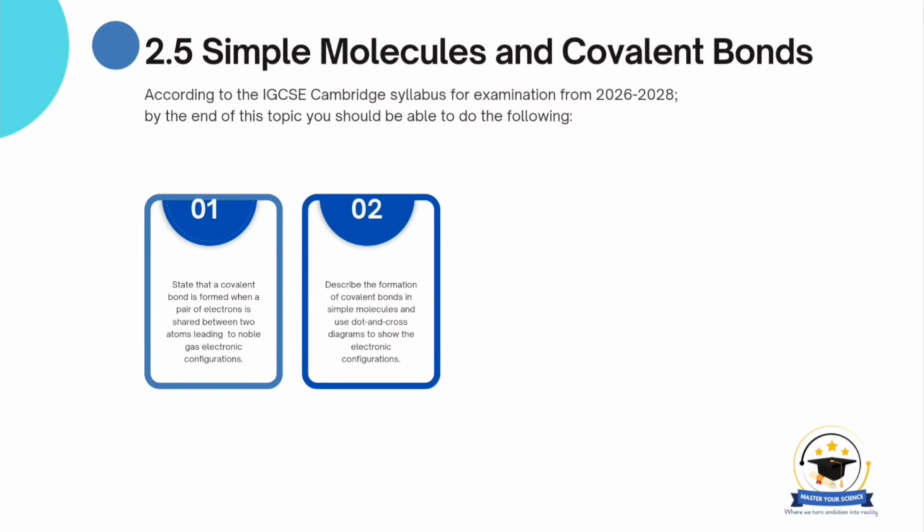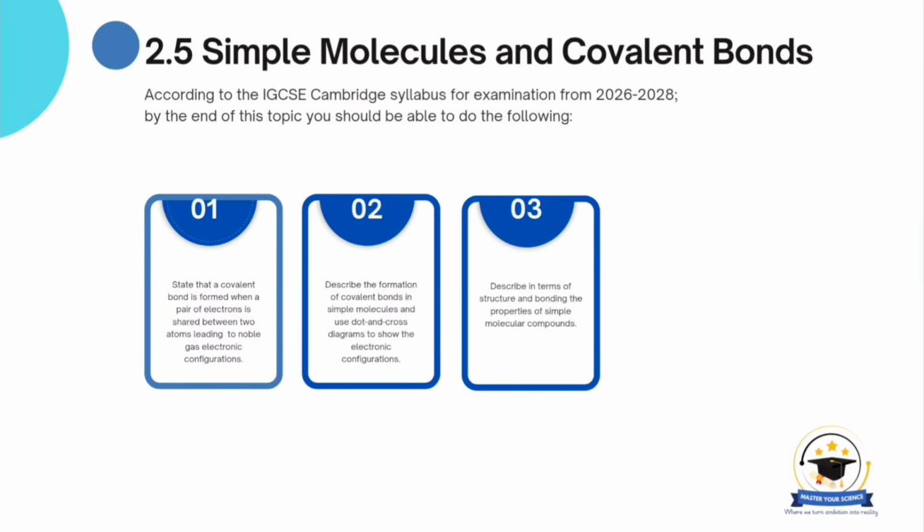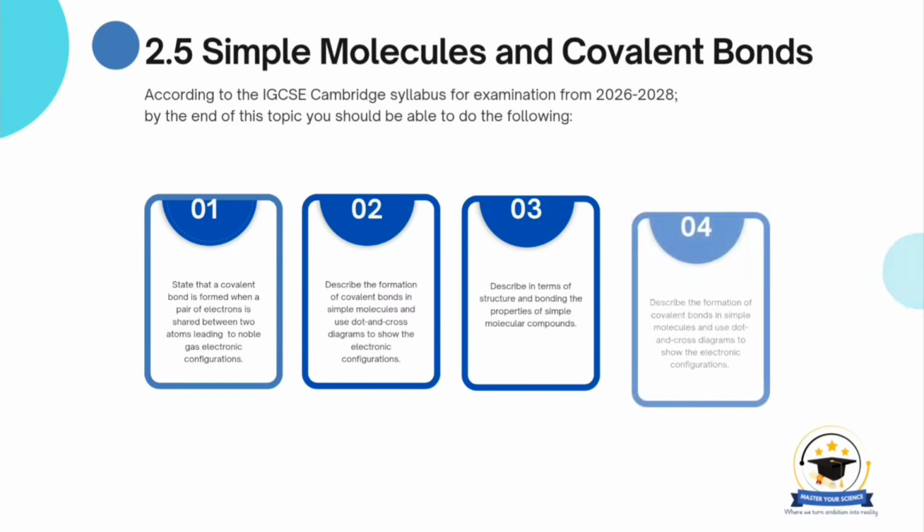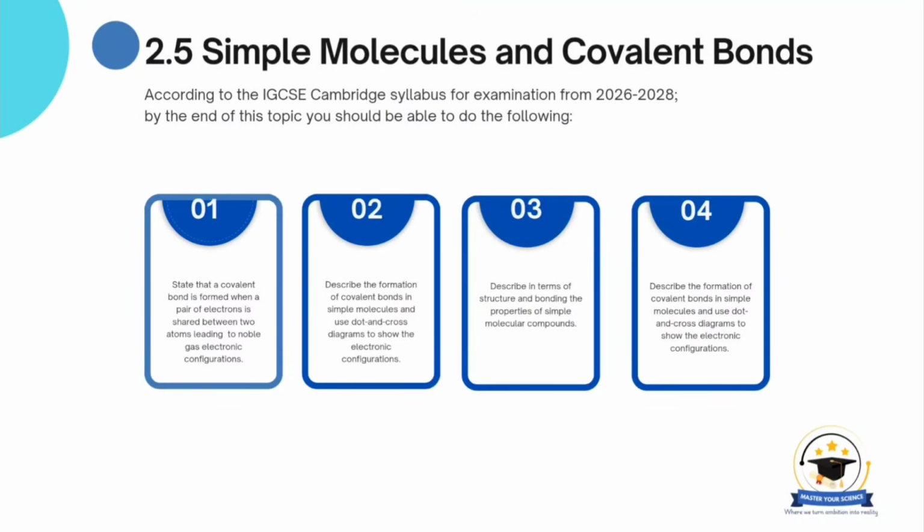2. Describe the formation of covalent bonds in simple molecules and use dot and cross diagrams to show the electronic configurations. 3. Describe in terms of structure and bonding the properties of simple molecular compounds. 4. Describe the formation of covalent bonds in simple molecules and use dot and cross diagrams to show the electronic configurations.